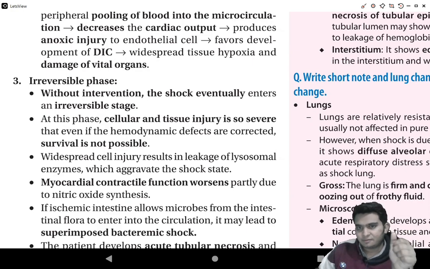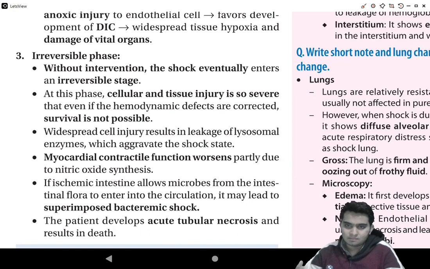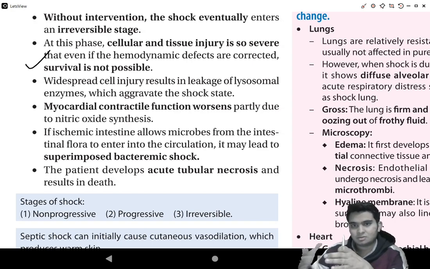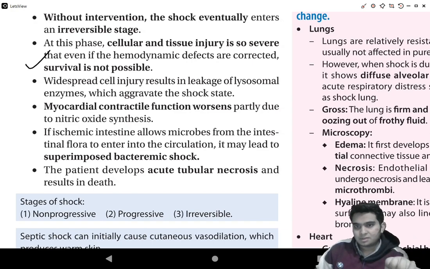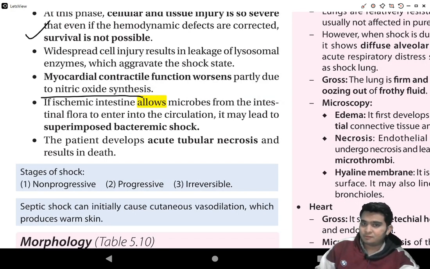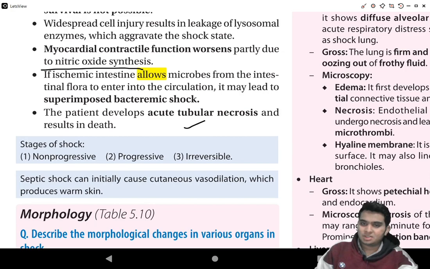Now the irreversible phase. When the irreversible phase occurs, cellular and tissue injury is so severe that even if the hemodynamic defects are corrected, survival is not possible. Lysosomal enzymes are also released, which aggravate the shock state. Myocardial contractile function worsens, partly due to nitric oxide synthesis. If the ischemic intestine allows microbes from the intestinal flora to enter the circulation, it may lead to superimposed bacteremic shock. The patient develops acute tubular necrosis, which results in death. So this is all about septic shock.